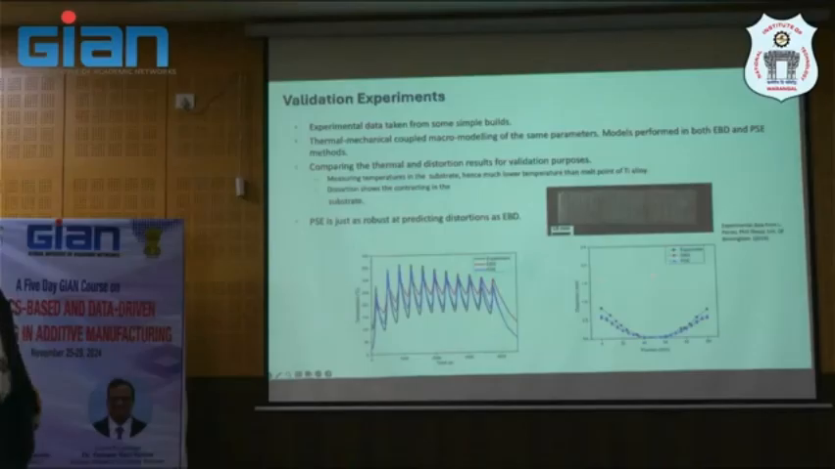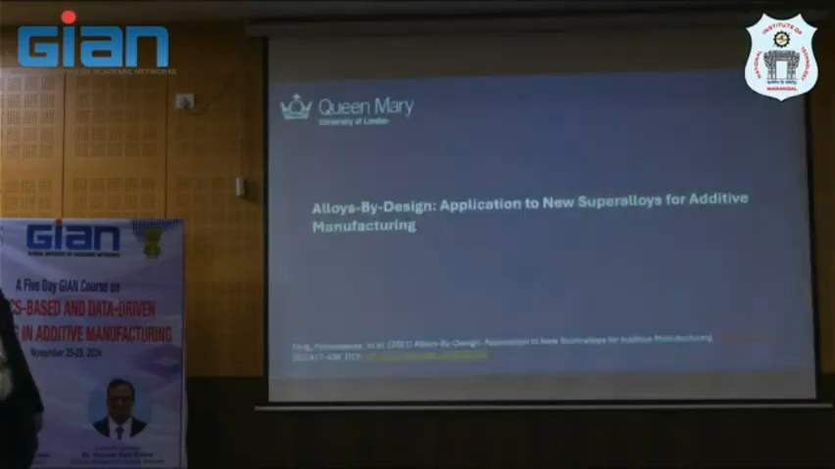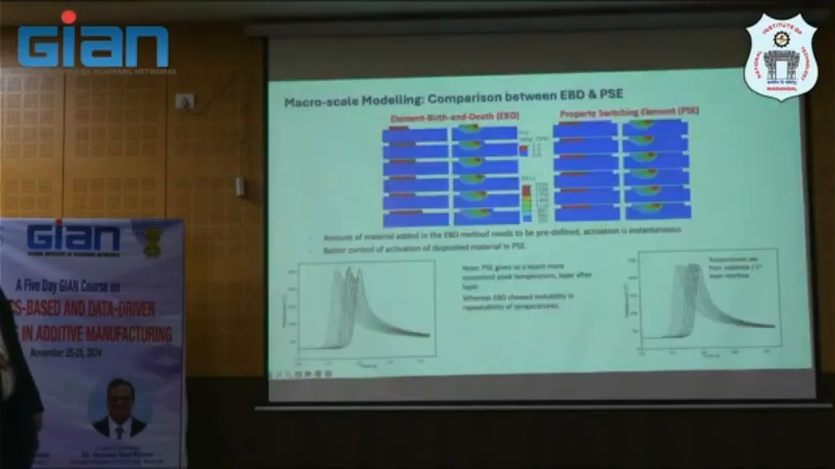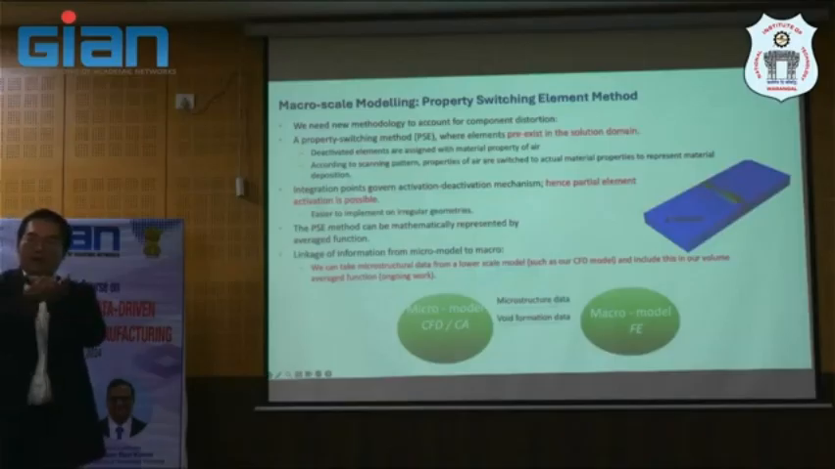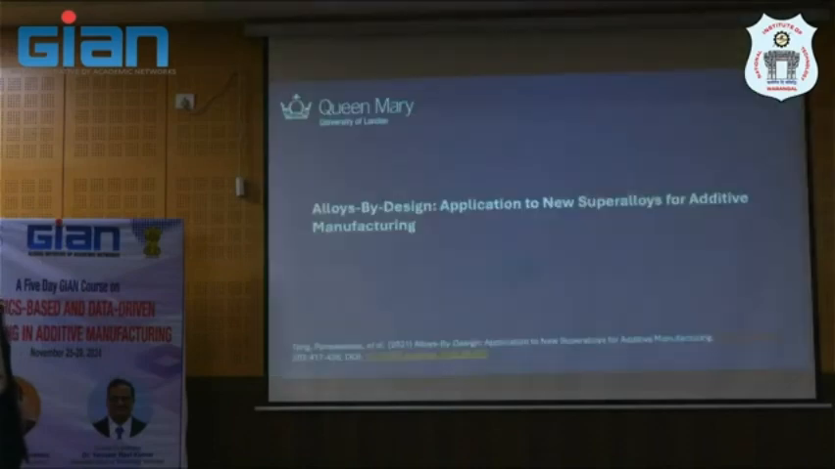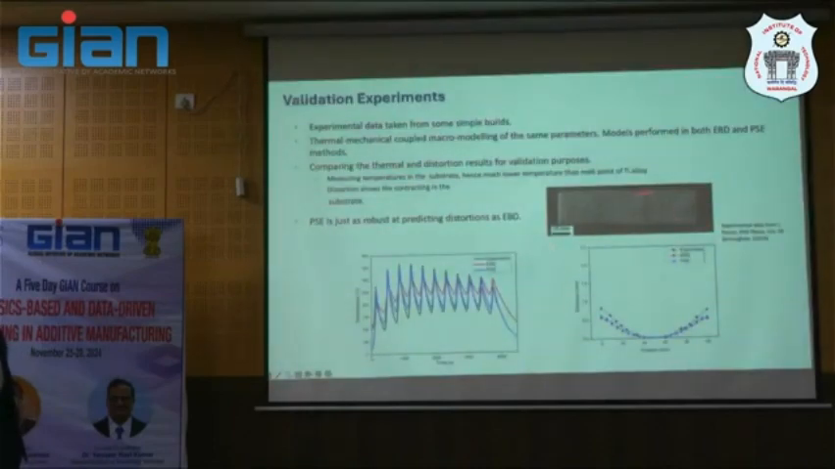But as I mentioned to you earlier, this is the plate that we are looking at. So there will be bending, the curve due to the distortion when you deposit the part. This is a size of about 10 millimeters length scale, and this has been done since 2014, actually, so 10 years ago. And then we compare the thermal and distortion for validation purposes.